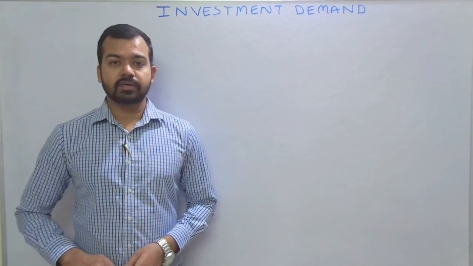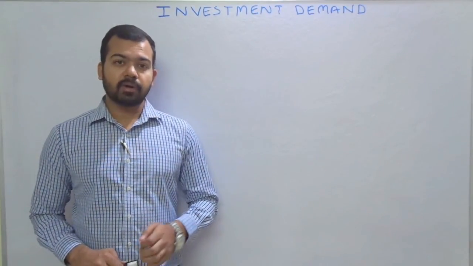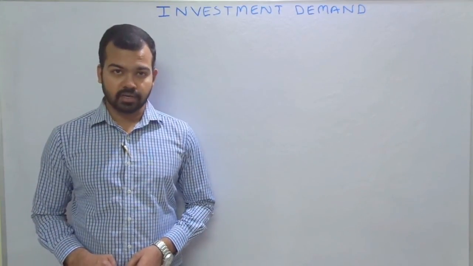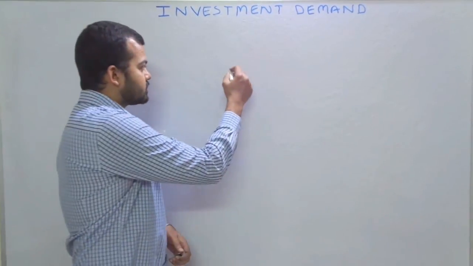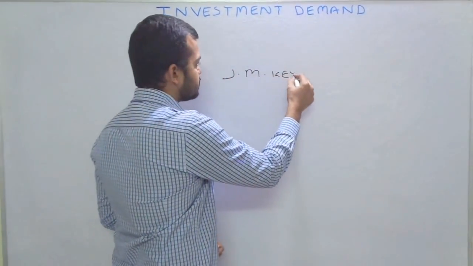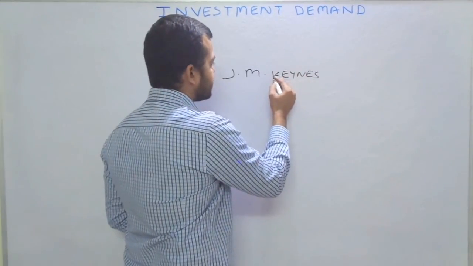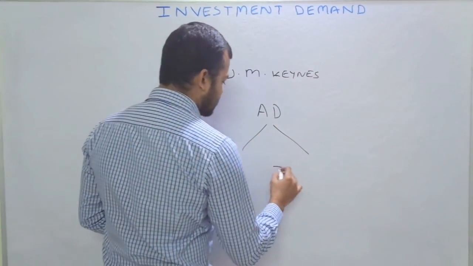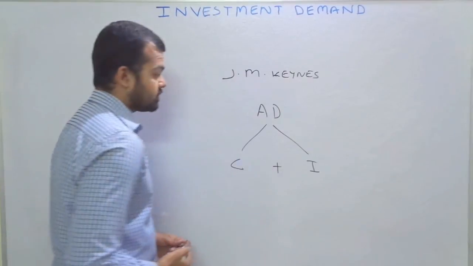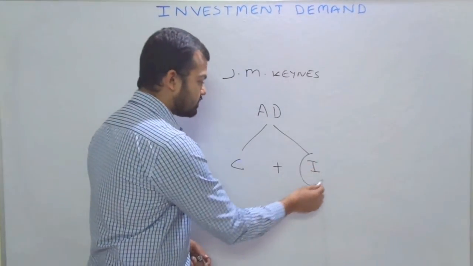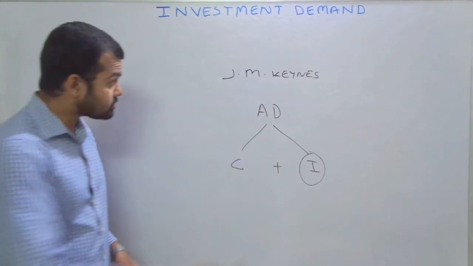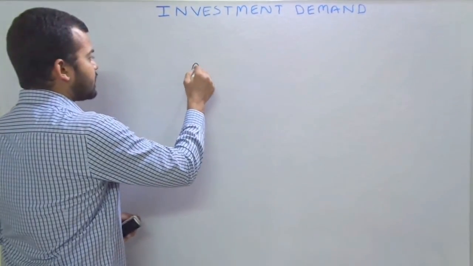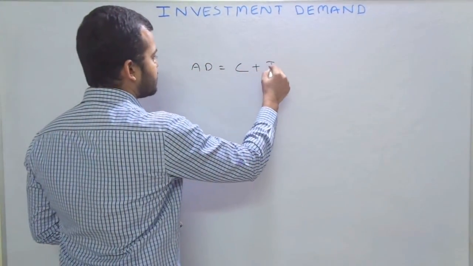In this video we'll discuss investment demand. This is part of aggregate demand, a concept given by the famous modern economist John Maynard Keynes, J.M. Keynes. Aggregate demand consists of two types of demand, consumption demand and investment demand. In this video we'll discuss investment demand. In formula form, aggregate demand is equal to consumption demand plus investment demand.